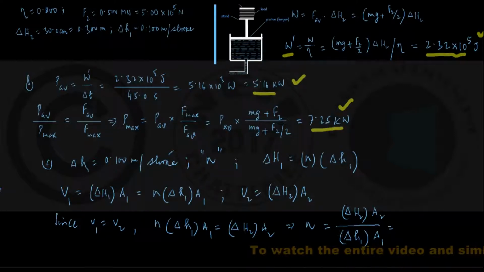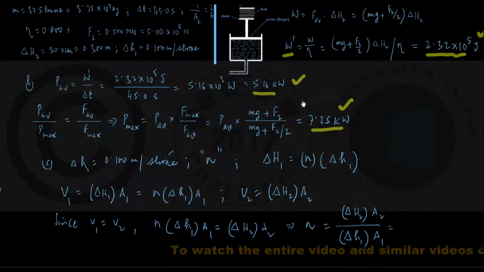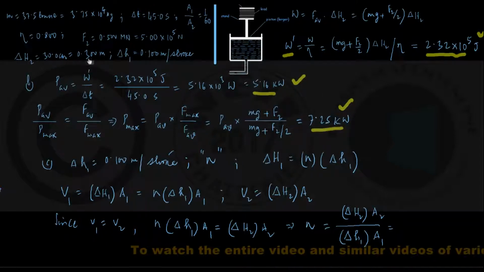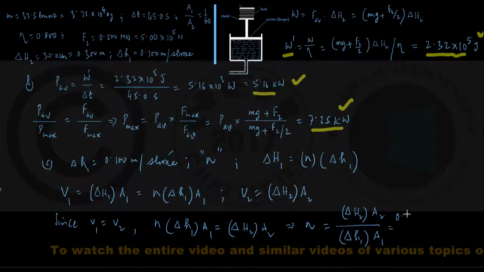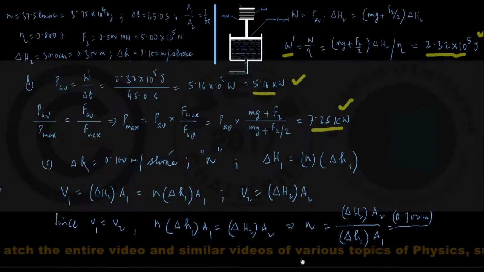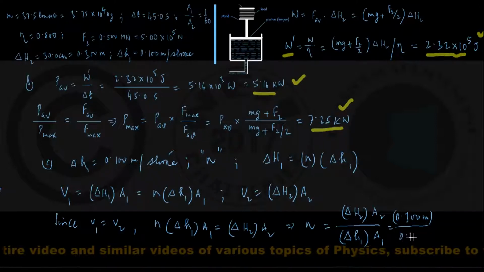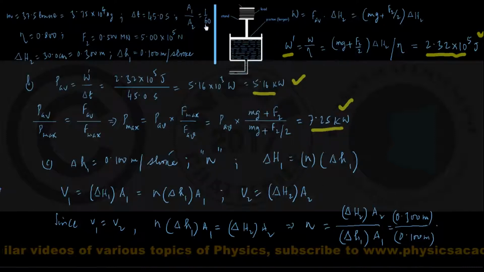Let us put the values. Delta H2, that was given to be 0.300 meter. So I write it here, and in the denominator delta h1, that is 0.100 meter, and the ratio A2 by A1. It was listed earlier that A1 by A2 is 1 upon 60. Therefore, A2 by A1 will be 60 in the numerator.